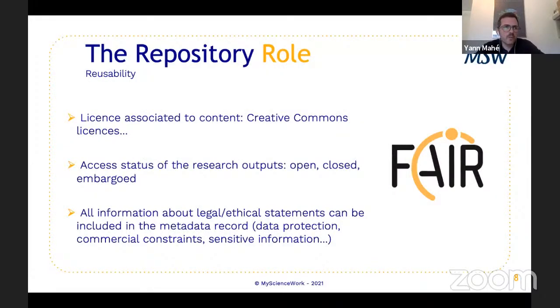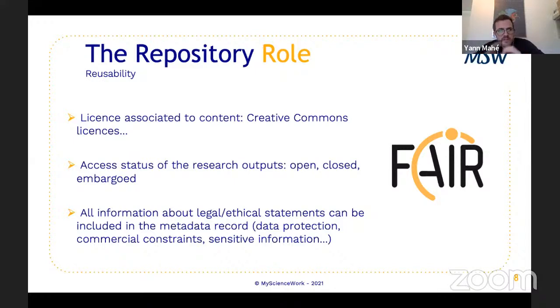And the last thing is reusability, and it's very important for open science, as everybody knows. By displaying information about the license related to content, as we said, files, but also metadata, the repository gives clear keys, I would say, of information for the users, and so they can reuse the content and they know the conditions to do it.